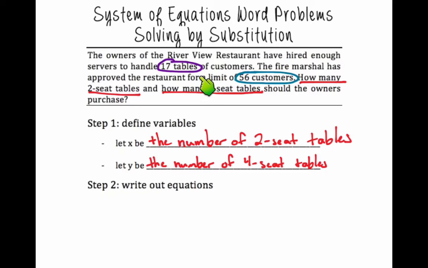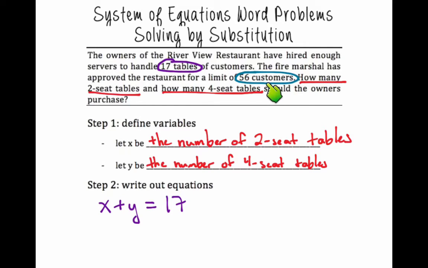So let's look at that first thing that we know that we have to have, 17 tables total. So if we're talking about the number of 2-seat tables and the number of 4-seat tables, we're going to add them up, right, to get 17, the number of total tables. So how would we write that with variables? Right, X plus Y equals 17. So the number of 2-seat tables plus the number of 4-seat tables equals 17 tables total. Good.